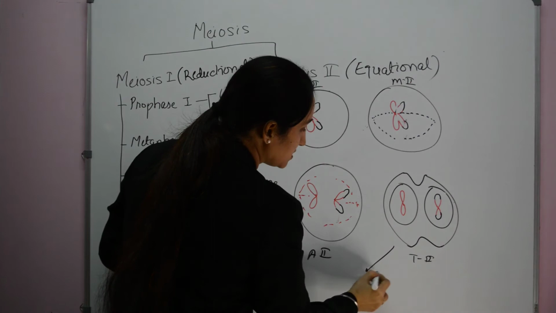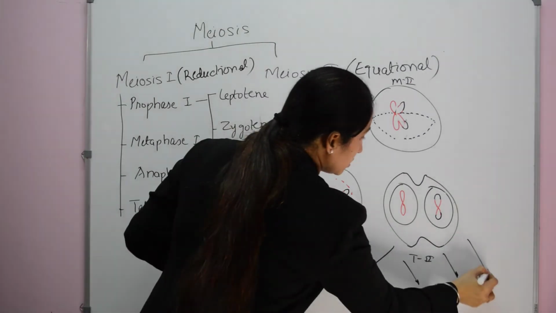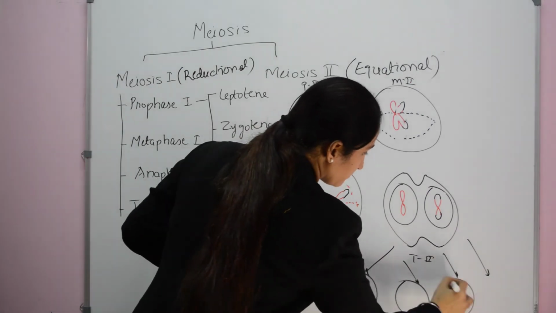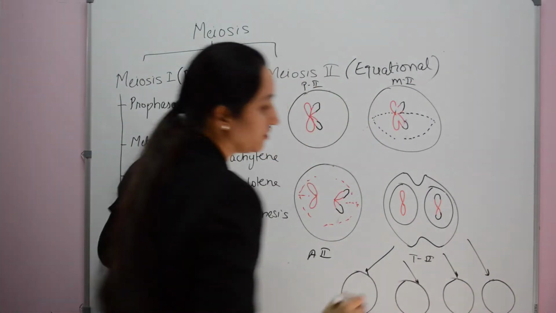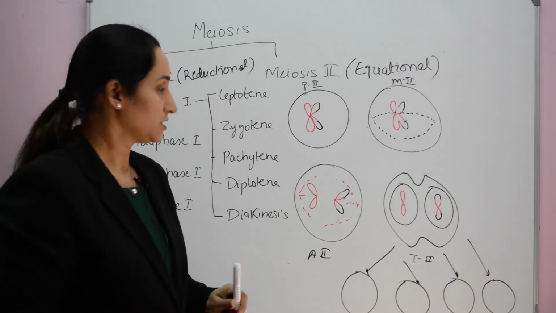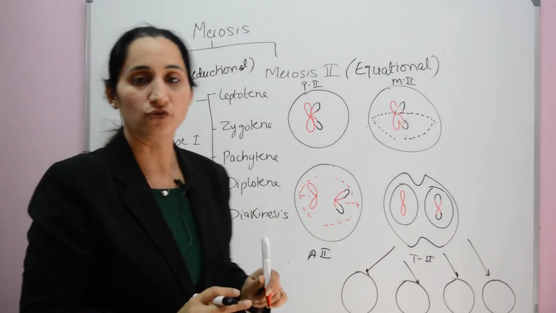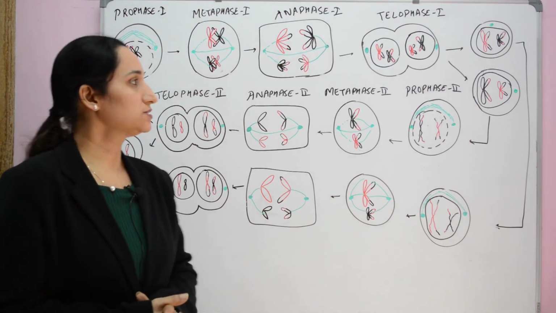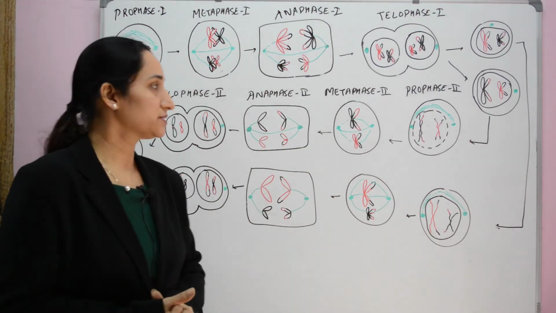So at last we will be having a total of 4 daughter cells, right? We will be having a total of 4 daughter cells. So this is the whole concept of meiotic cell division. Now let us summarize the full process of meiosis with the help of colored diagrams.